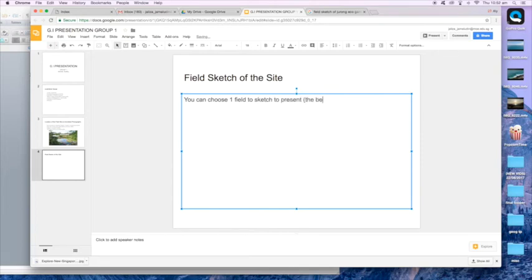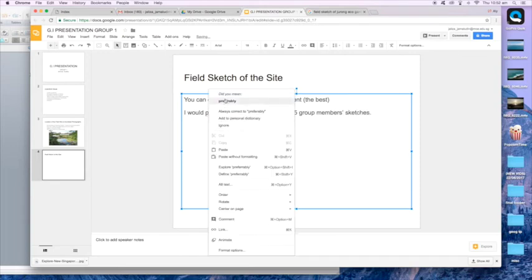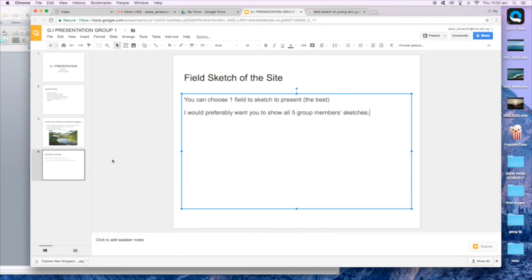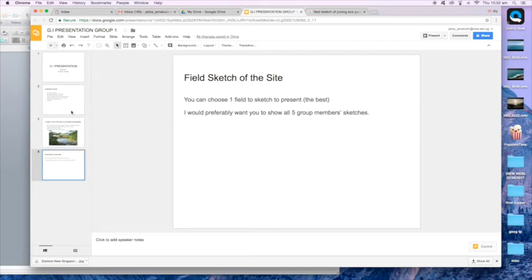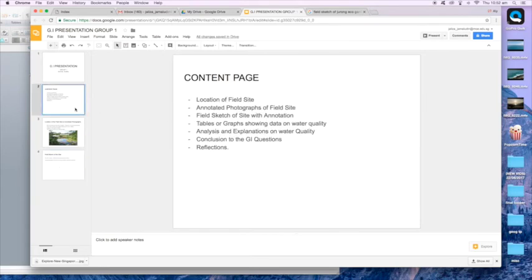But I would preferably want you to show all 5 group members' sketches. Because sometimes there are certain characteristics that are not present in your sketch but are present in your other group members' sketches. And then tables or graphs to present.